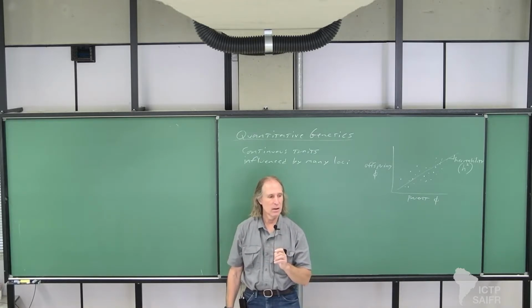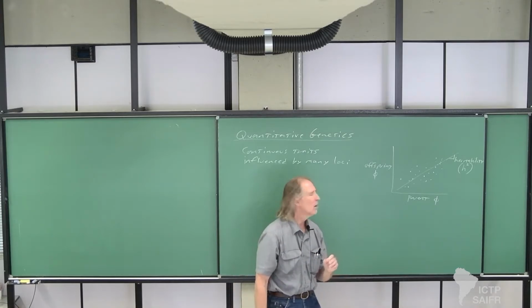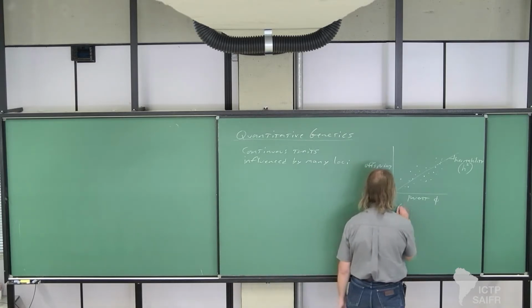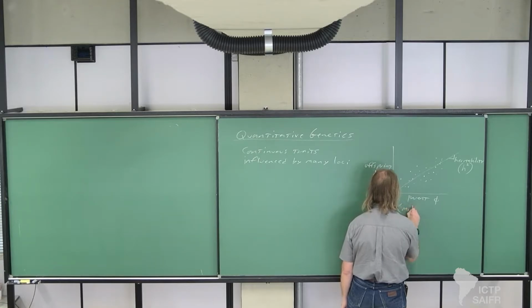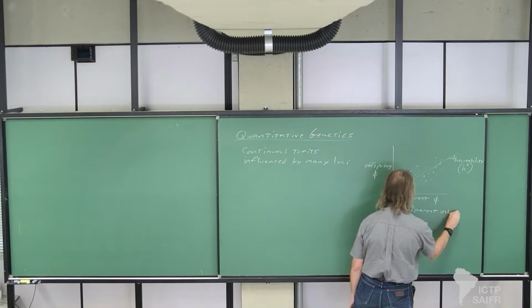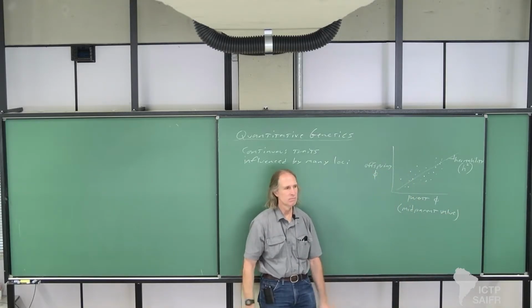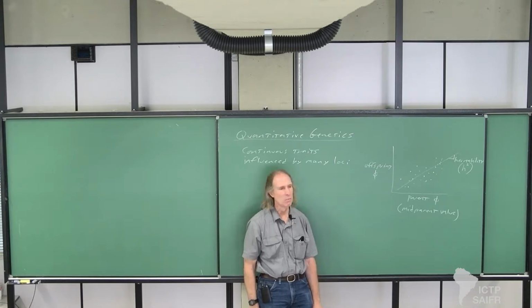How do we do when we have sexual reproduction? So we have two parents. Generally, in that case, you take what's called the mid-parent value. Mom plus dad divided by 2. That's what they do.